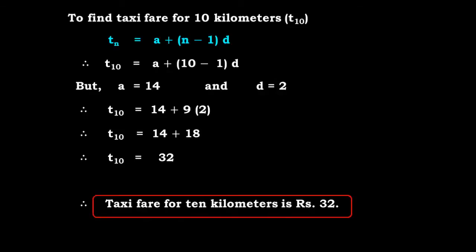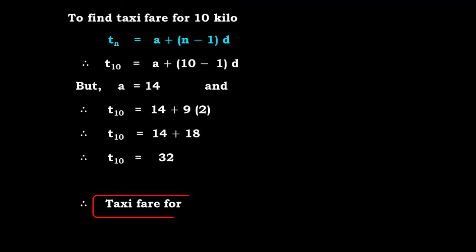See student, again we have starting fare for first kilometer is rupees 14 and it increases by rupees 2 for every kilometer. That means D will become 2 and you have to calculate taxi fare for 10 kilometers, that means T of 10. So we can use formula T of N is equal to A plus N minus 1 into D.